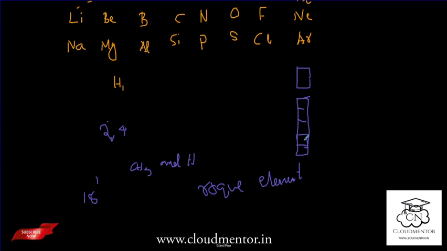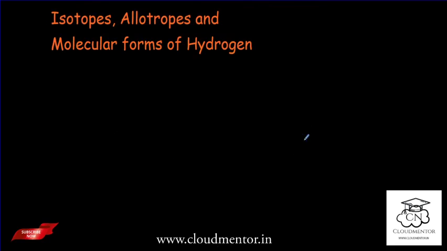So let's move to the next topic, that is the isotopes, allotropes, and molecular forms. What are the isotopes of hydrogen, allotropes, and molecular forms of hydrogen? So, isotopes. What are isotopes? We know that isotopes are those having the same atomic number but different mass number. So hydrogen also has its isotopes. There are 3 known isotopes of hydrogen, each possessing atomic number 1 and atomic masses 1, 2, and 3 respectively.